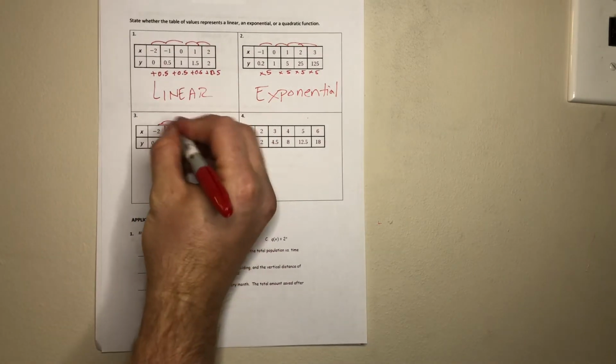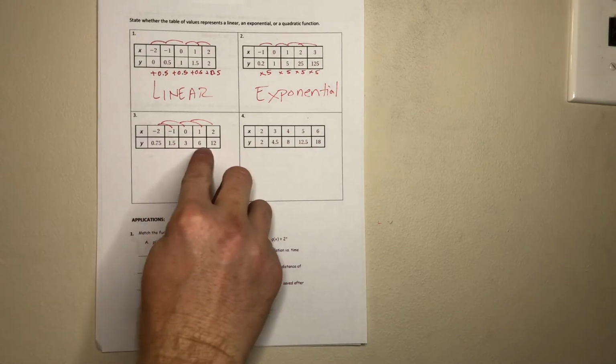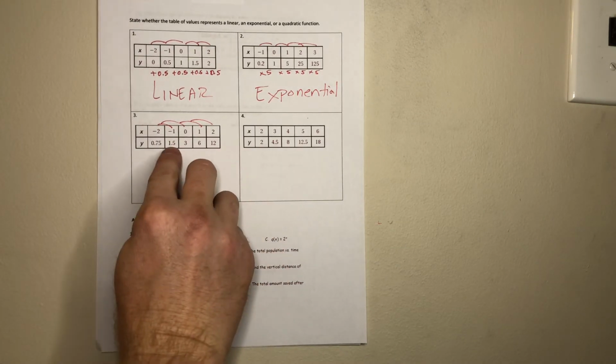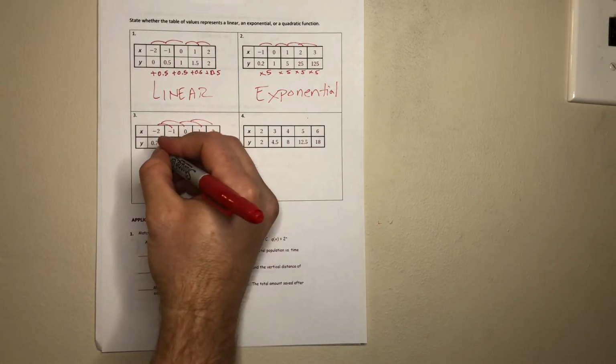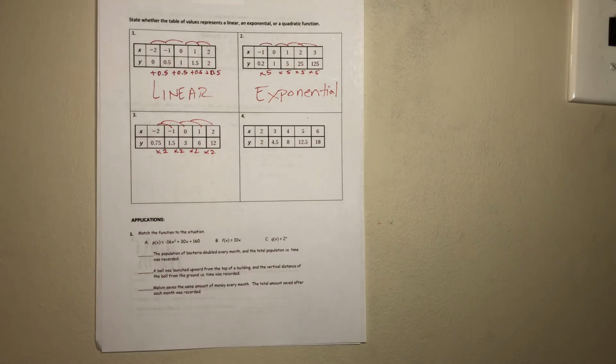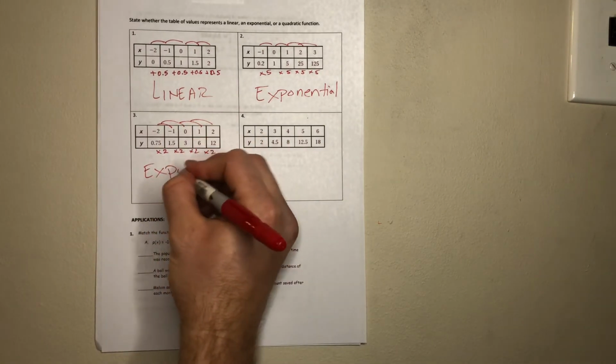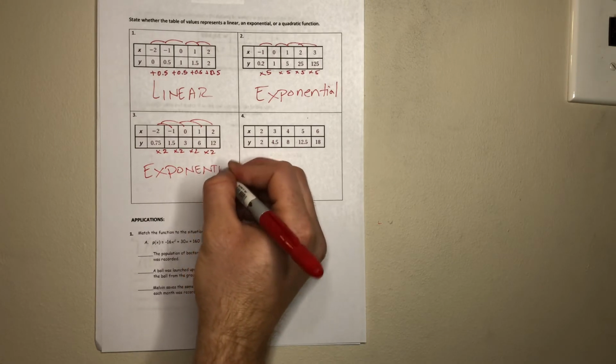All right, let's go down to the next 2. As these go up by the same amount, by 1, what is happening here? Well, this looks like it's multiplying by 2. Look at the pattern. Times 2, times 2, times 2, times 2. If it has a common ratio, we know that this is going to be exponential.